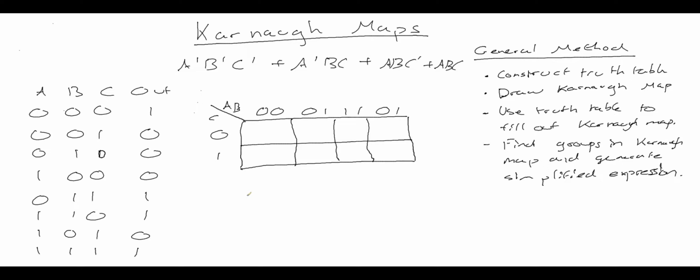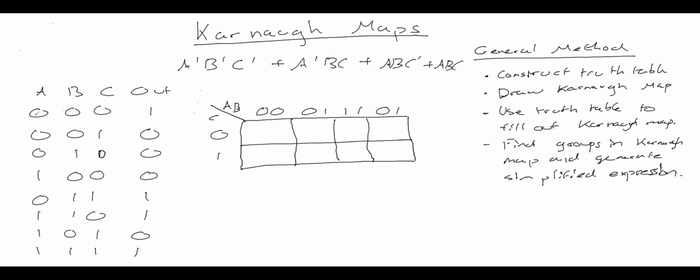Now what I do is simply use the truth table to fill it out. And sometimes I find it easier to just look at the ones and fill in that, and then just fill in all of the rest of the Karnaugh map as zeros, and you can do it whichever way you want as long as it's correct.